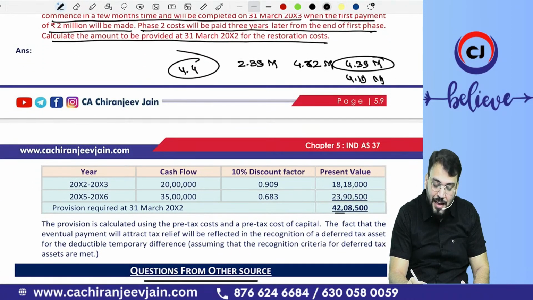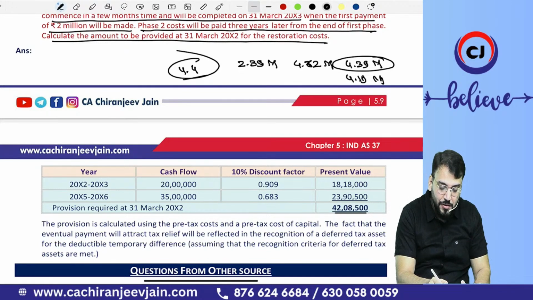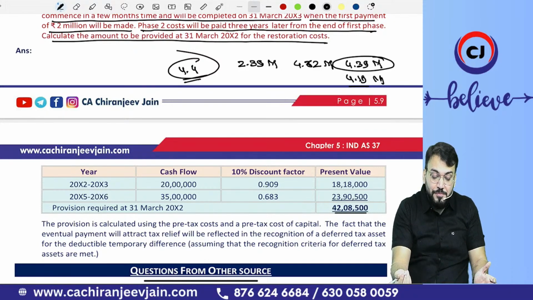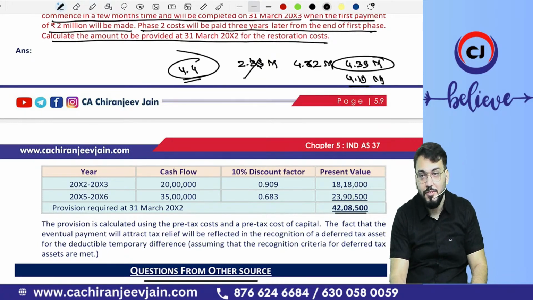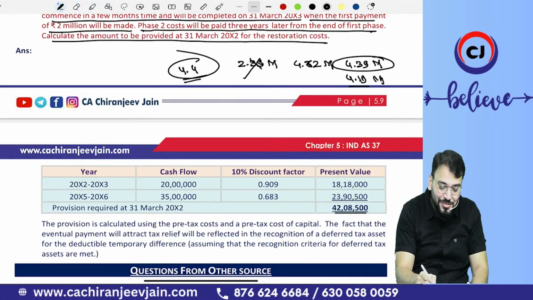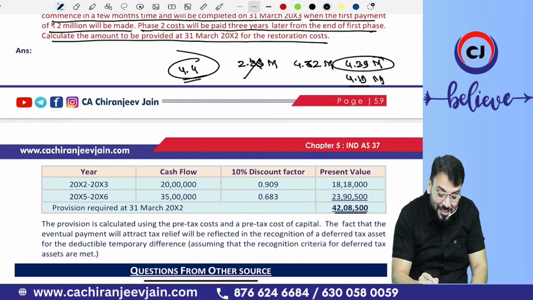42 lakh 8,500. So it is 44 lakh na. 4.4 million means what? 44 lakh. This is what? 41 lakh. Are you getting what I'm saying? This is super wrong. There are some around something, but just try to understand now.